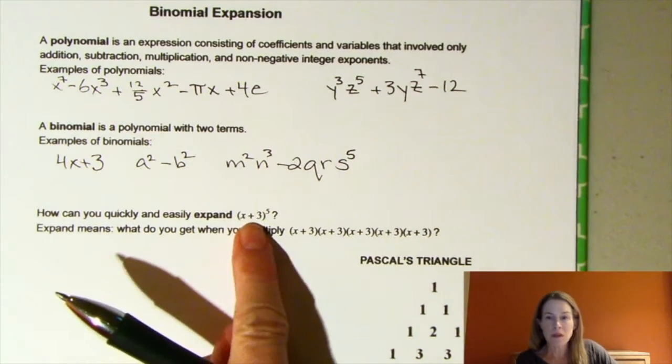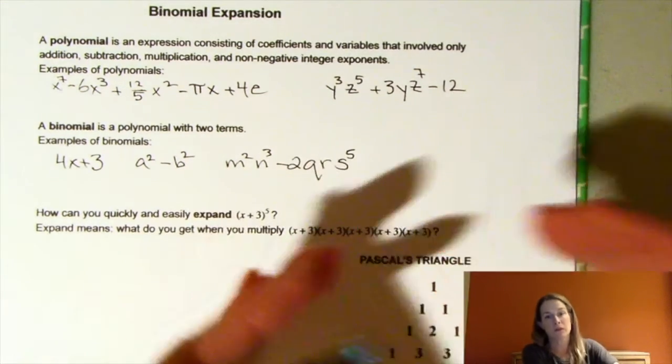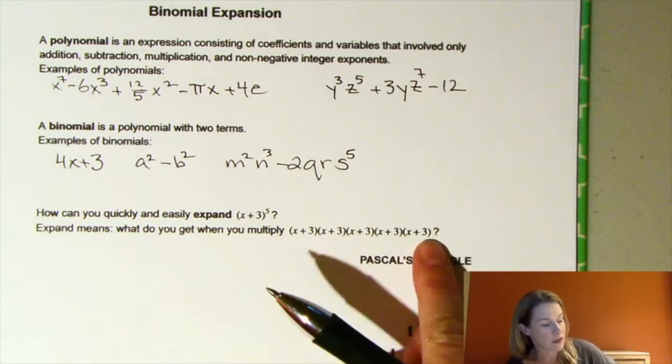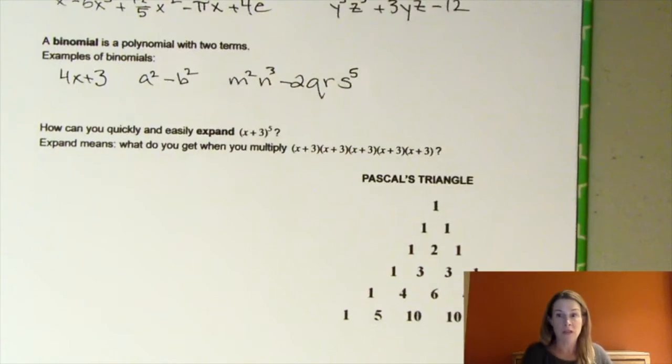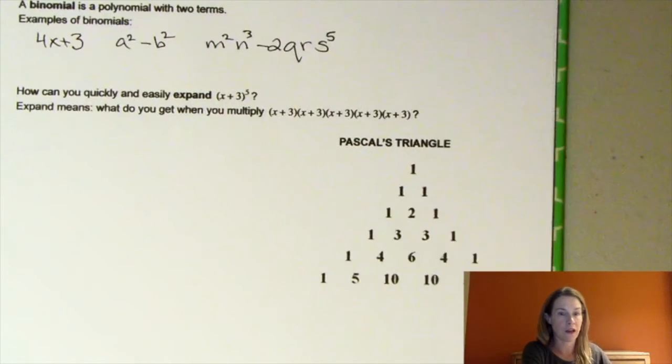For instance, x plus 3 to the 5th power. So normally you'd be like x plus 3 times x plus 3 times x plus 3 times x plus 3 times another x plus 3. That could take a while, kind of easy to make mistakes in doing that process, multiplying all these guys together. So we can use this process. First off, take a look at Pascal's triangle. So since I'm going to the 5th power, I want to use the 5th row of Pascal's triangle.